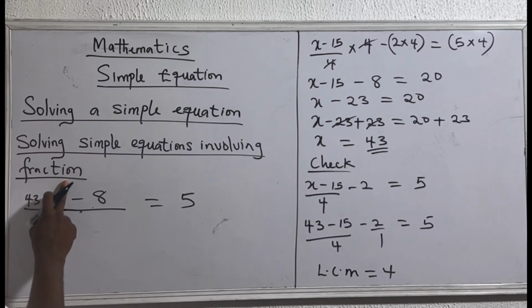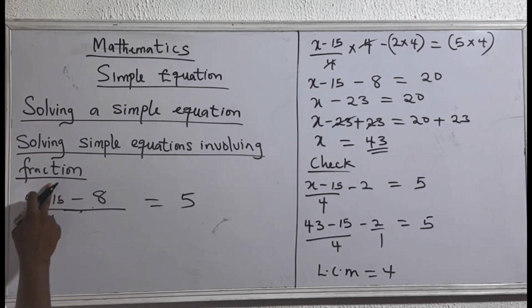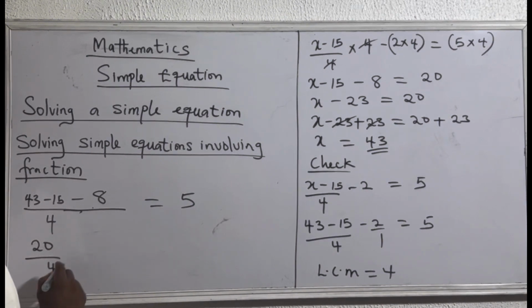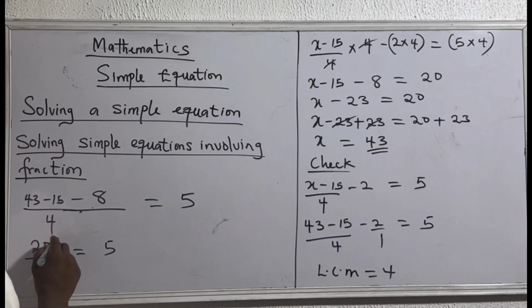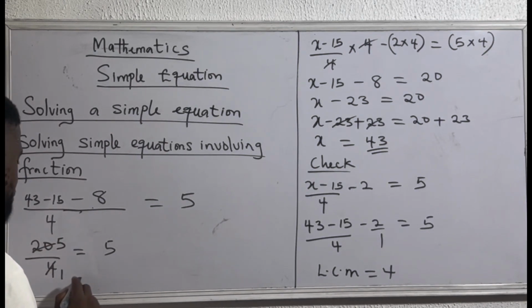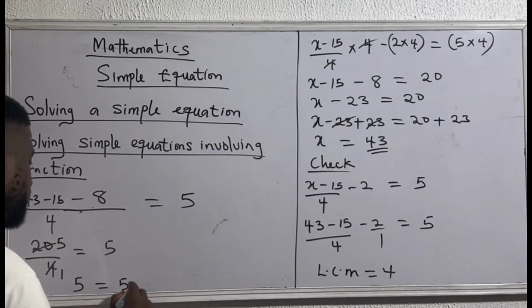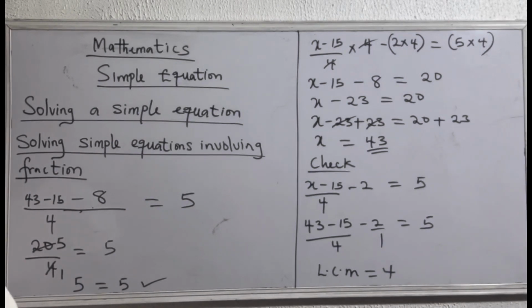43 minus 15 is 28. 28 minus 8 is 20. So we have 20 over 4 on the left hand side equal 5. 4 through here 1. 4 through 20 is 5. So we have 5 equal 5. So we are absolutely correct.